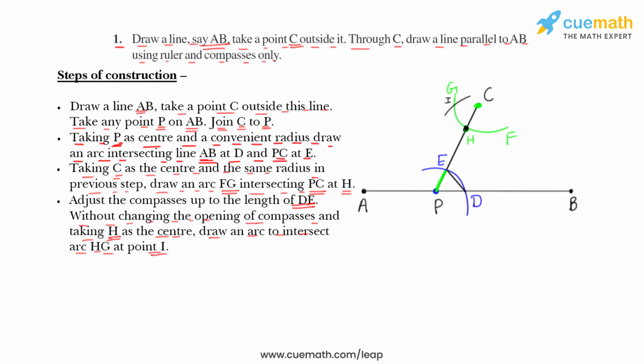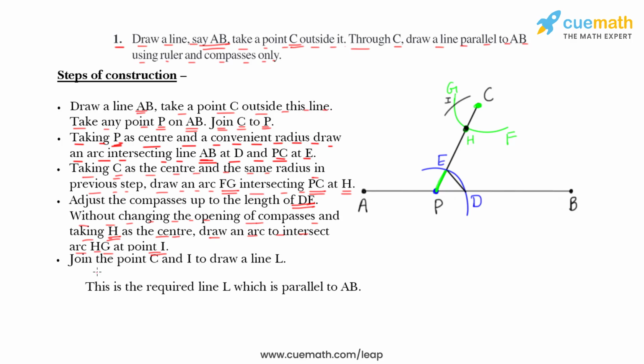Last step: join the points C and I to draw a line L. Now we make a line passing through point I and C, like this. That line L will be parallel to AB, and that is the required line L which is parallel to AB.